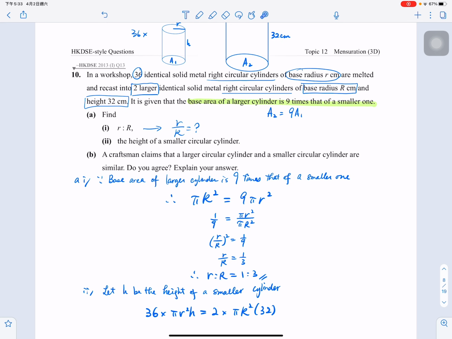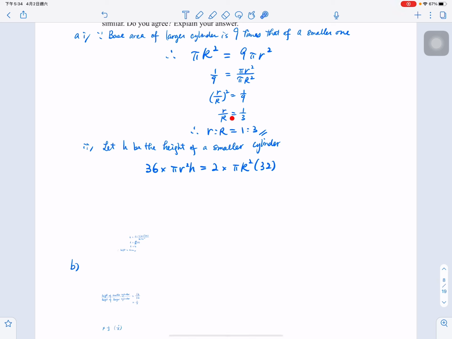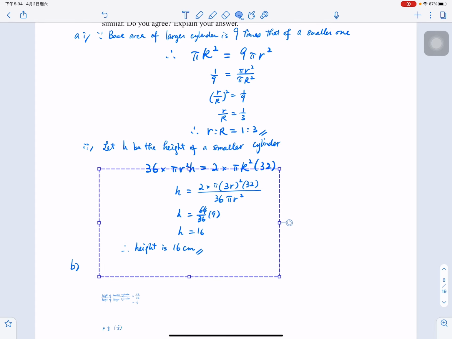36 of the small cylinder, πr²h, equals two big circular cylinders, πR²h. Here we know the height of a big cylinder, 32. We need to find the small one. How about big R and small r? We know the relationship between the two radii, the ratio. So simply using r over R equals 1 over 3, rearrange it and you can get it as 1.